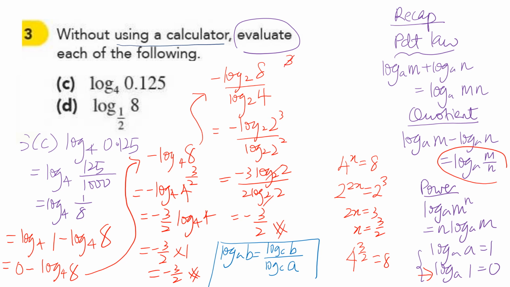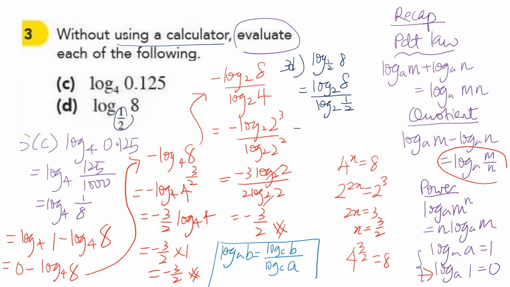Okay, let's look at 3D. For 3D, we can just apply the change of base straight away, because you have this base half here, which is quite irritating. We are used to dealing with bases that are integers, but now we're dealing with a fraction. So let's just change it all to base 2, which is easier. Half and 8 are easier in base 2. So log base 2 of 8 over log base 2 of half.